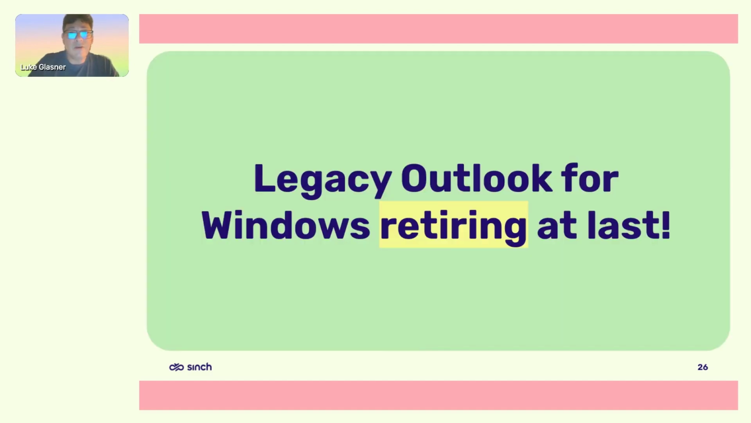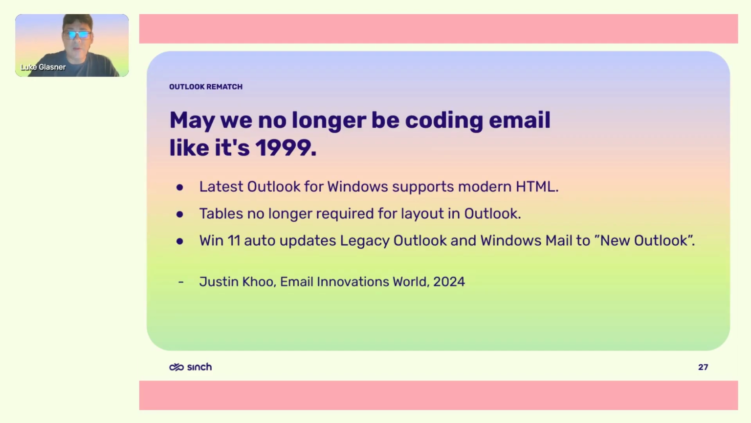So as I was alluding to a moment ago, legacy Outlook for Windows is retiring at last. It's put up a great fight over the years. It's earned a lot of titles, some of which could even be the most hated client of all time. But now it is finally going down, and the latest Outlook for Windows supports full modern HTML. You're no longer going to need to do everything with those ghost tables. Remember, tables will no longer be required for layout in Outlook. My friend Justin said, we're going to be able to use div tags and actually have it read it.